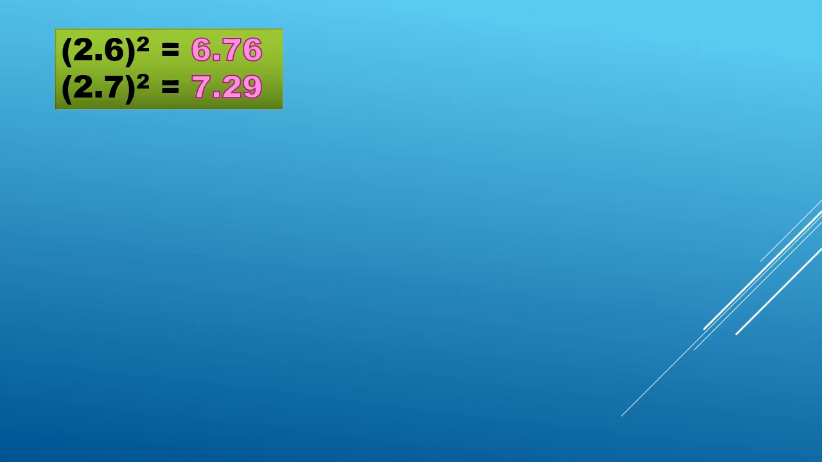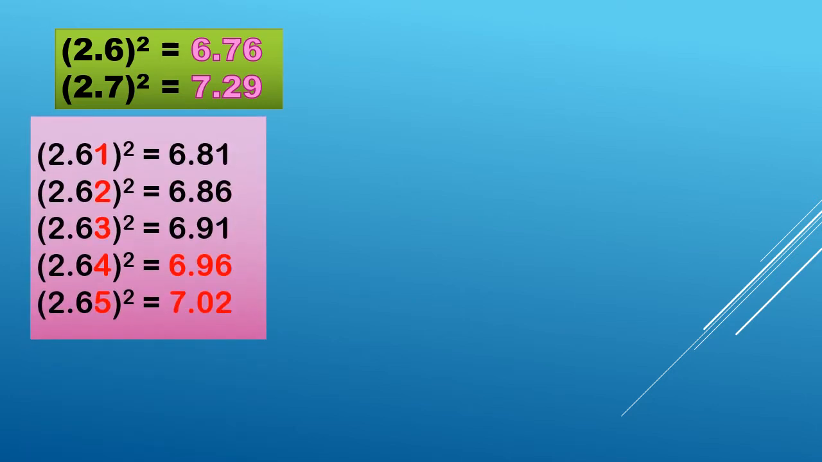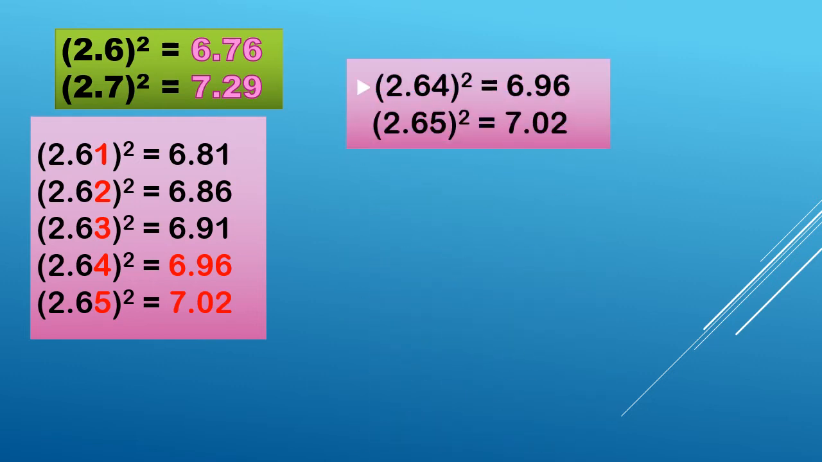try a trial and error method to get its second decimal place. So let's start from 2.61 up to 2.65. Get its squares and look if 7 is there. If you notice, 2.64 and 2.65 have squares of 6.96 and 7.02, and 7 is between those numbers.